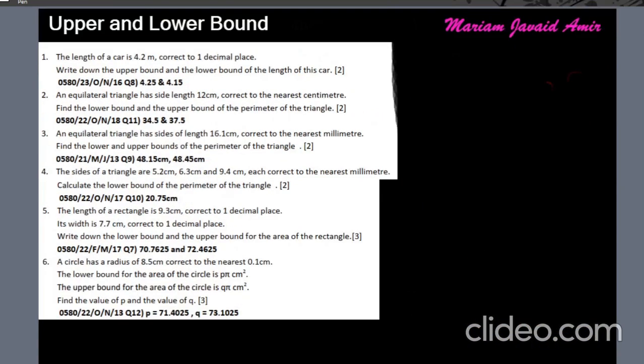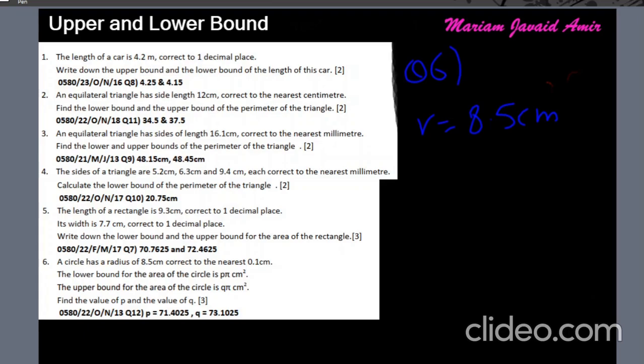Question 6. The circle has radius 8.5 centimeters, correct to the nearest 0.1 centimeter. The lower bound for the area of the circle is p pi, the upper bound for the area of the circle is q pi. Find the value of p and q.